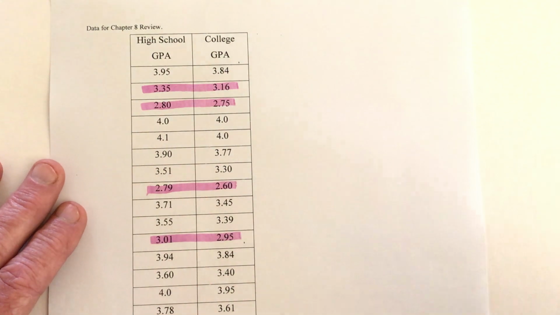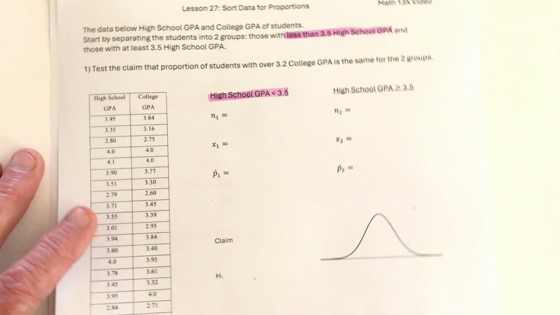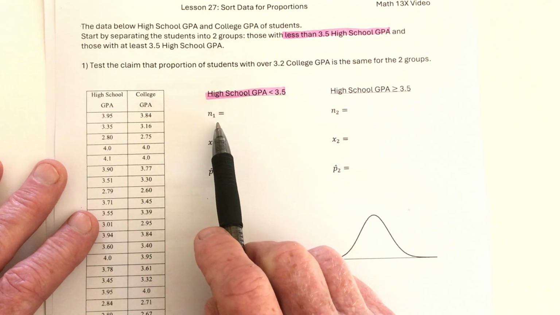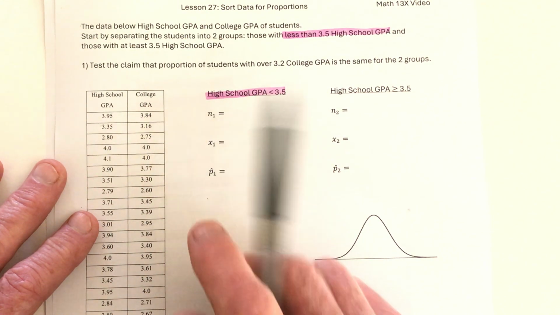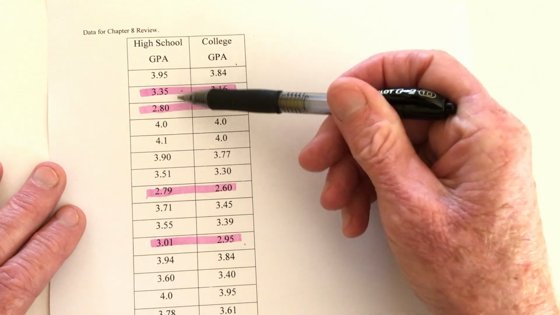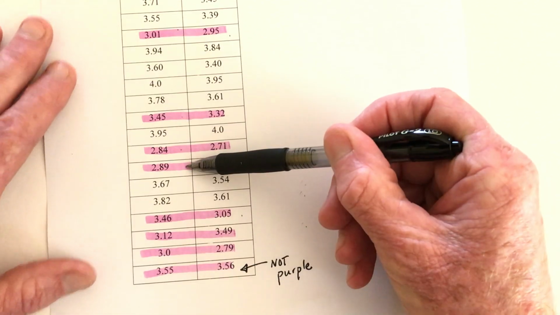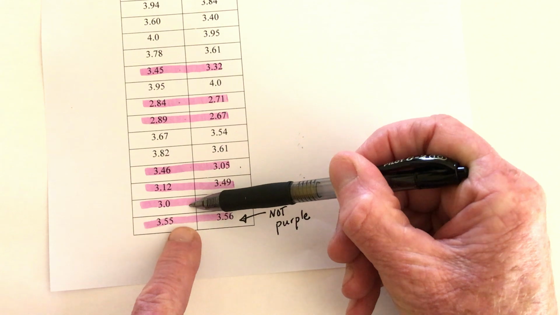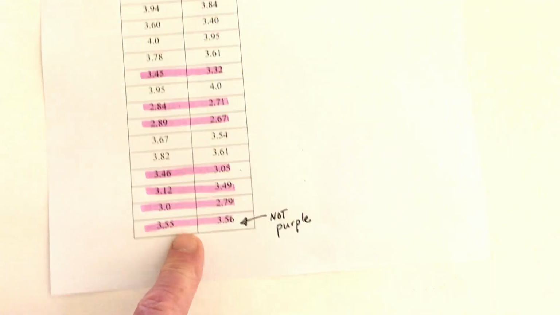Okay. Now, when you're doing proportions, you don't have to actually type the list into the calculator. You just need to count and see how many purple ones there are. So let me count and see how many purple. 1, 2, 3, 4, 5, 6, 7, 8, 9, 10, and this last one is not purple. So I have 10 purple.